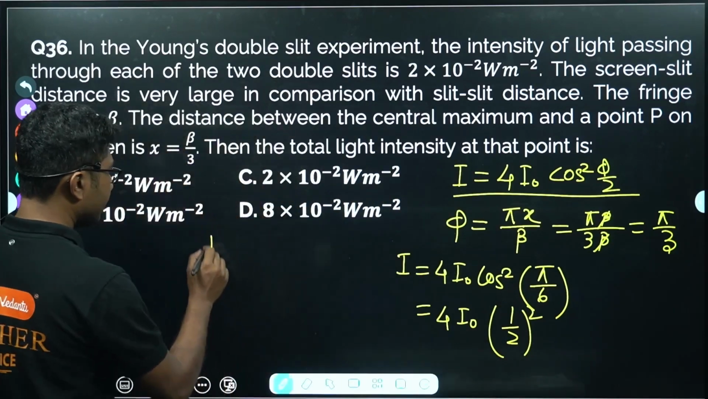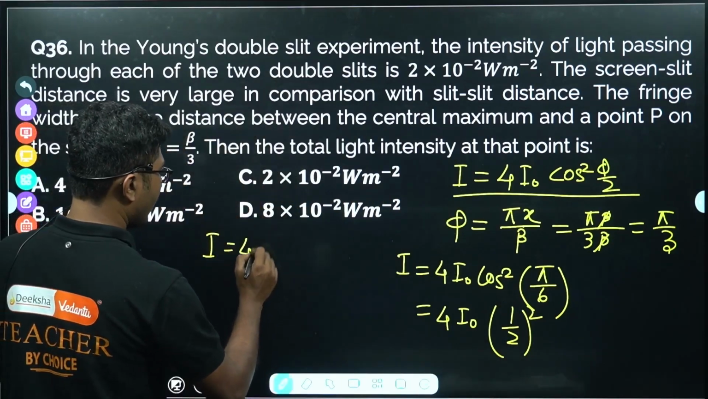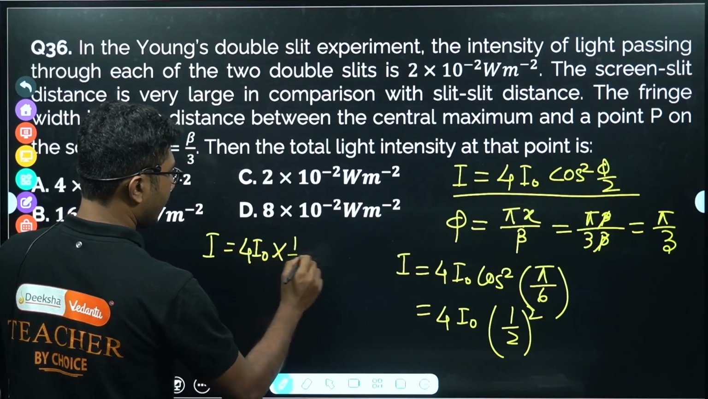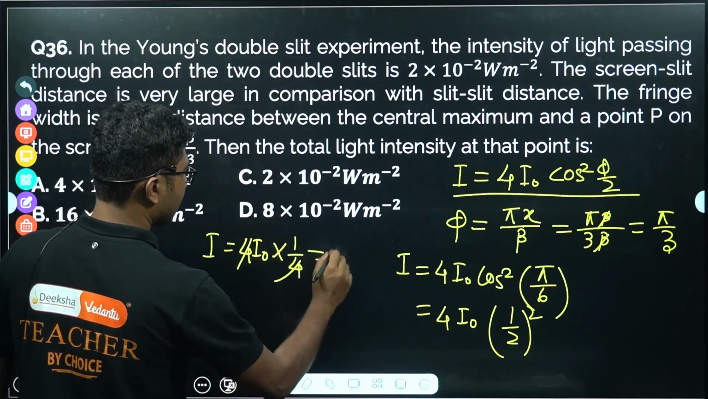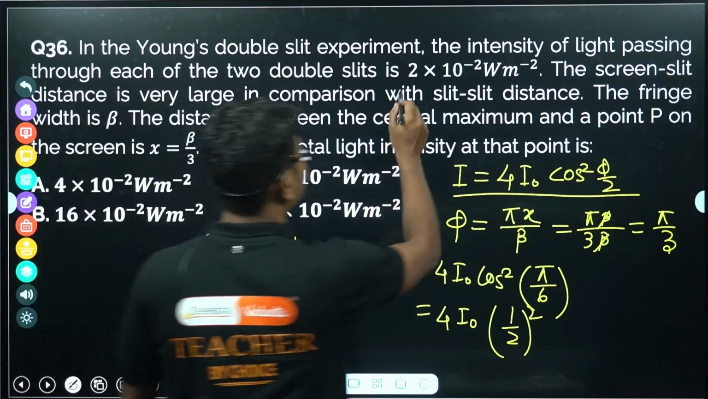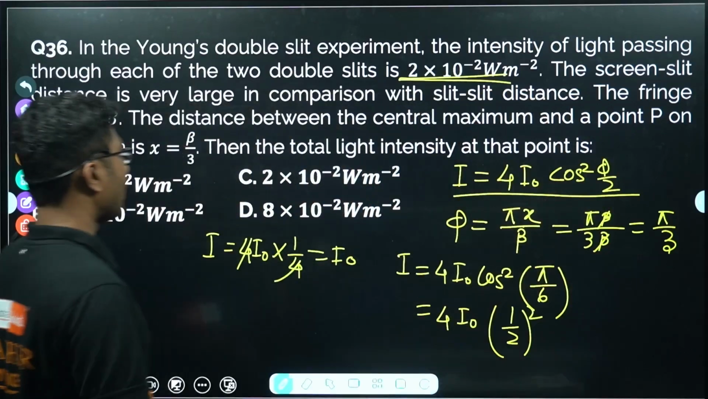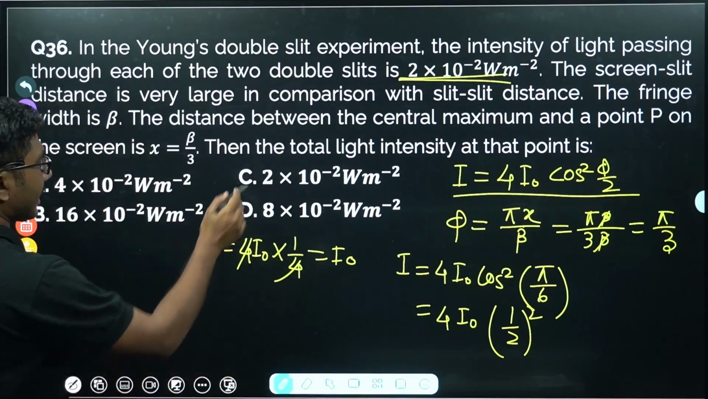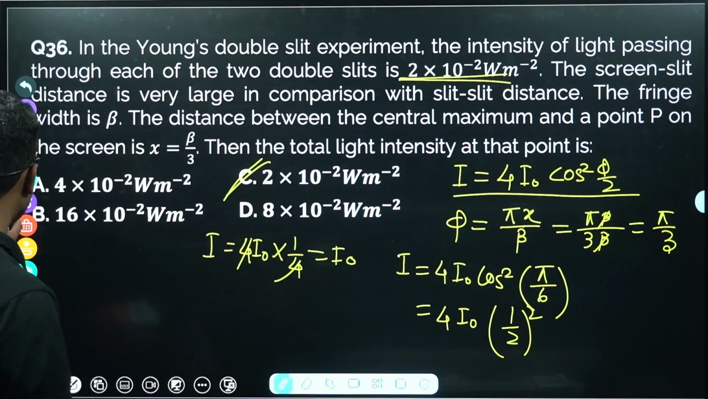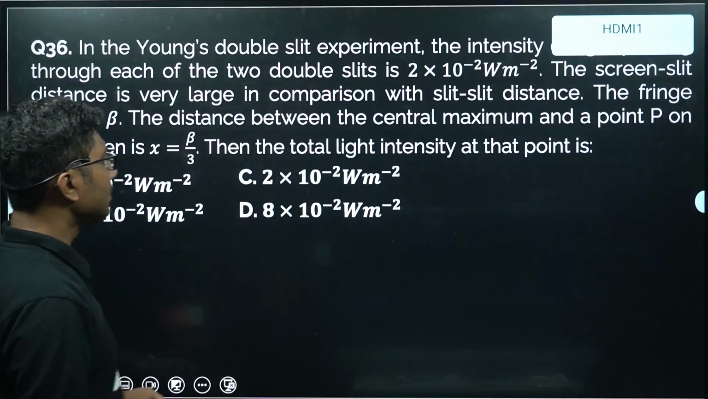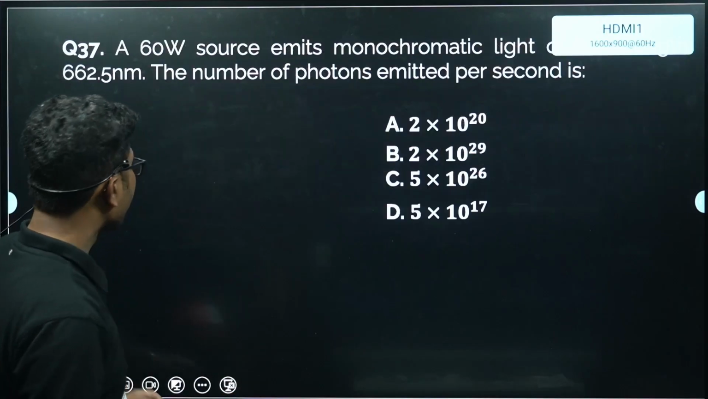So you have to use I equals 4 I naught times 1 by 4, the 4 cancels, so that equals I naught. Now what is I naught's value? I naught's value is 2 times 10 to the power minus 2 watt per meter squared. So the correct answer is C, 2 times 10 to the minus 2 watt per meter squared. Okay. Now let's move on to the next problem.